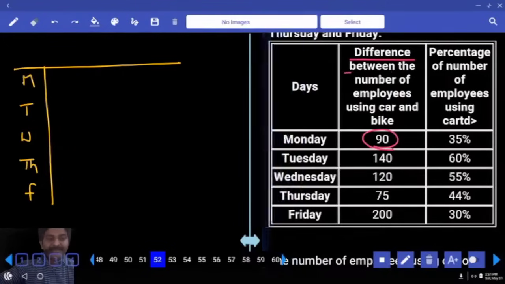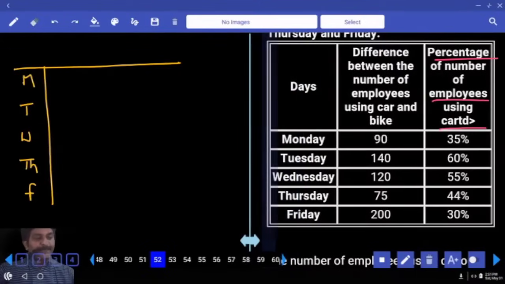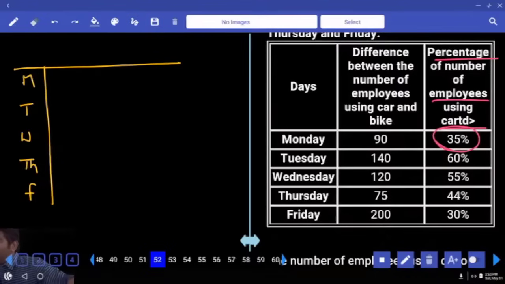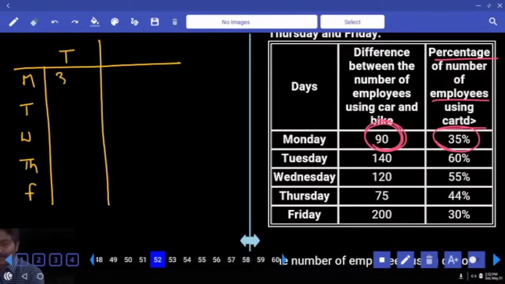This is the difference between the number of employees who are using car and bike. The other one is the percentage of number of employees using car. What percent are using car? 35%. Then the remaining 65% use bike. The difference between 35% and 65% is 30 percentage, that is 90. Then total 100% will be 30% is 90, so 3 times, 100% is 3 times 300. You got it? Now cars and then bikes we will calculate later. First let me calculate the total.